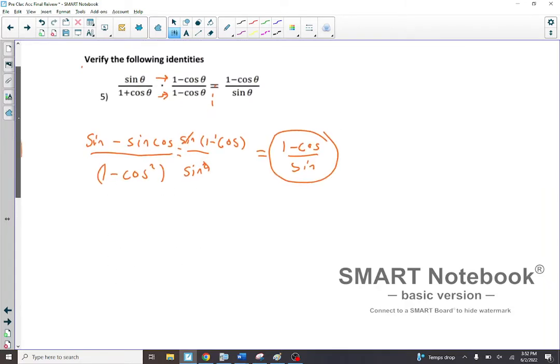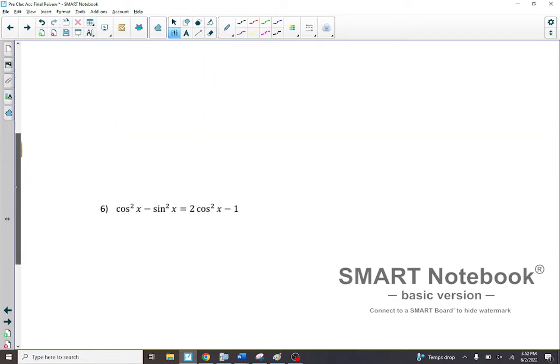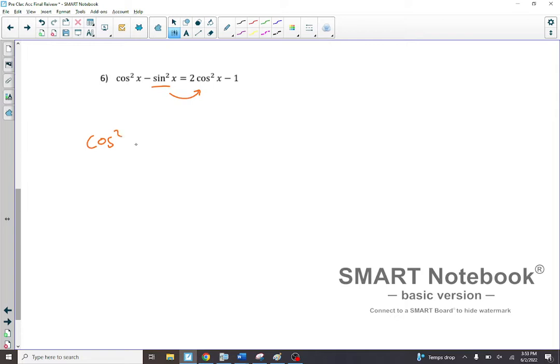But this is a multiple choice question, so you've got to check if all the answers make sense. If they did something like an illegal move or something wrong, you've got to not circle that one. All right, cosine squared minus sine squared equals 2 cosine squared minus 1. I need to make this sine into a cosine. So what I'm going to do is change sine squared into 1 minus cosine squared with the Pythagorean identity.